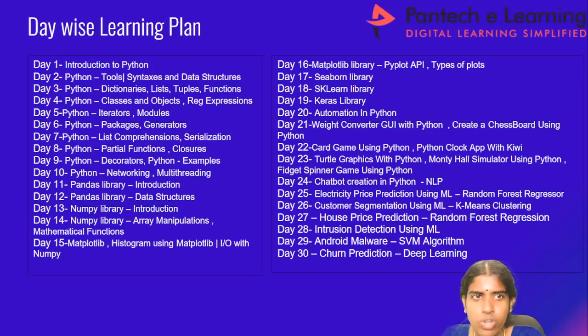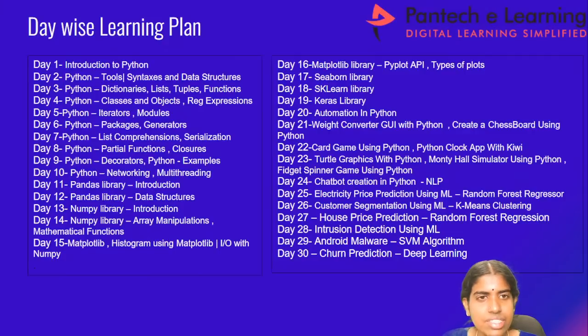Clear with this? So what we are going to see in this 30 days masterclass? Firstly, this is going to be our 30 days learning plan. On day 1, I am going to give an introduction to the Python language. What do you mean by Python? What are all the different types of tools? I am going to discuss Jupyter. I am going to give a brief introduction to Python. And then I will be discussing different types of syntaxes and data structures. What are all the different types of loops, decision making statements, tools and data structures.